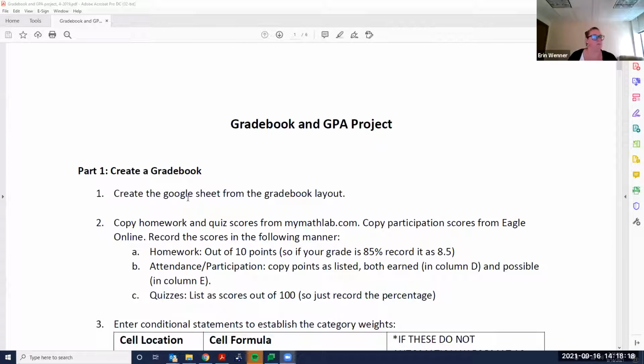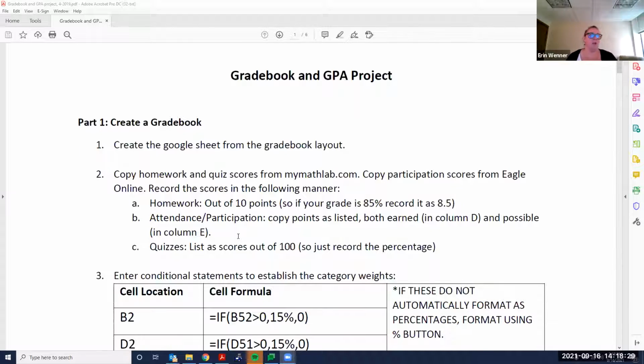Okay, so step one is create a Google Sheet. I talked about that already yesterday, right? So we needed to create a Google Sheet and we're going to use the layout. The next part is that we have to copy our homework and quiz scores from MyMathLab, and also from Eagle Online. So I'm going to go through this section first as to where you find those scores.